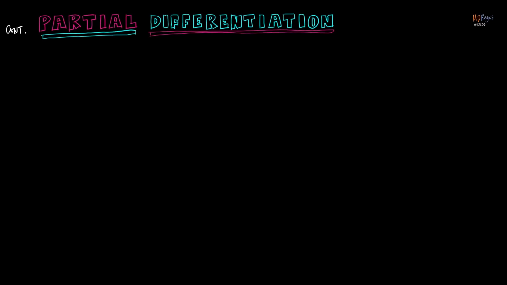This video is the second part of partial differentiation, so let's have some examples. In number 1, you're given a function in terms of x and y equal to y cosine of x squared plus y squared. So we have to find the first partial derivative of f with respect to x and with respect to y.